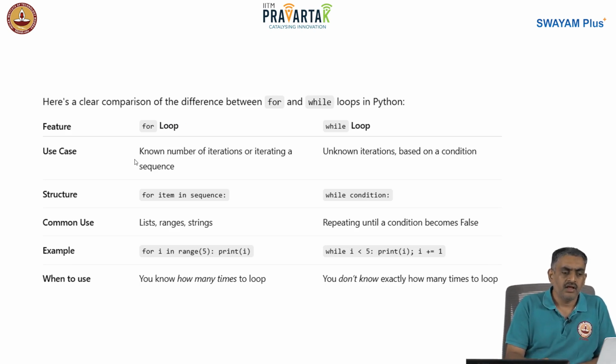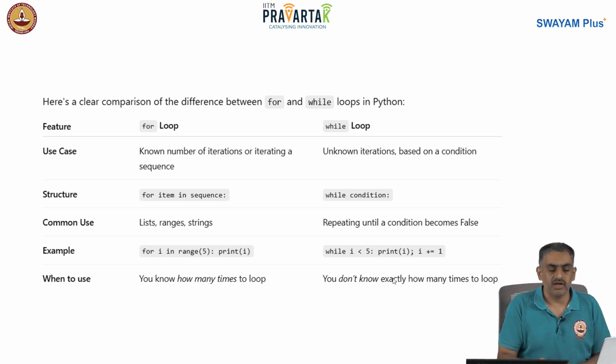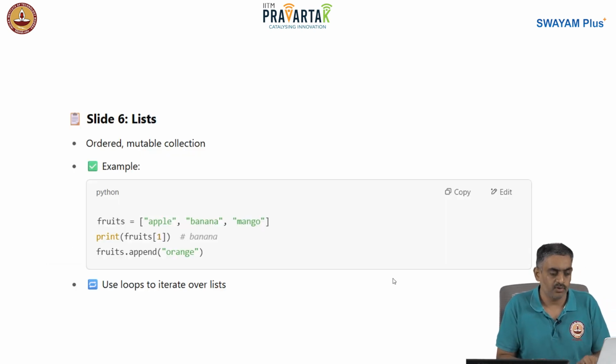For example, the for loop is used when there is a known number of iterations, iterating over a sequence, while the while loop is for unknown iterations based on a condition. Structure: for item in sequence. Common usages are lists, range, strings. We will look at what lists are later. Example: for i in range(5), it will run till i is less than 5. So, when you know how many times to loop, use a for loop; when you do not know exactly how many times, you will use a while loop.